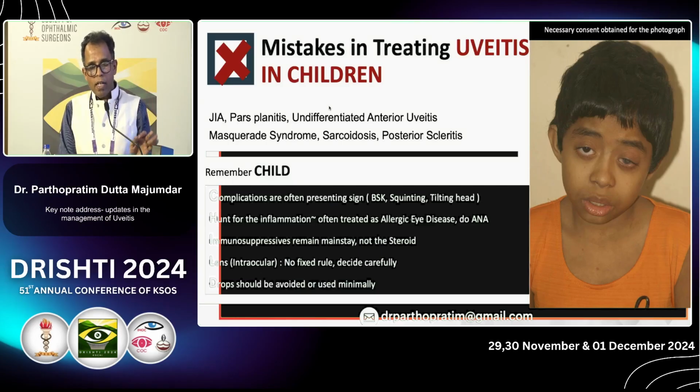And you have to understand that for the intraocular lens, there is no fixed rule. You have to carefully see whether the child's inflammation is controlled or not. Otherwise, just leave the child aphakic. Sometimes it's just our ego. For that we put the lens, and finally the child will develop a lot of other problems, and finally that requires IOL explantation. So remember that for the IOL there is no fixed rule. You have to decide very carefully, and the drops should be used very minimally in treating pediatric children.